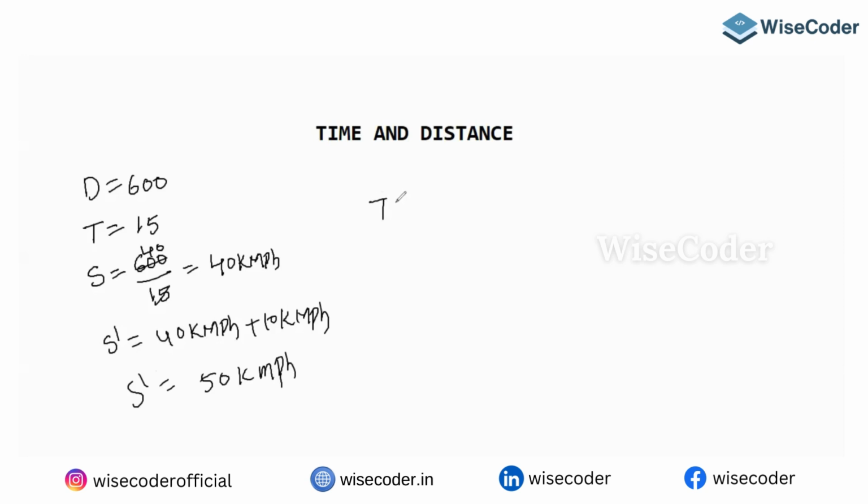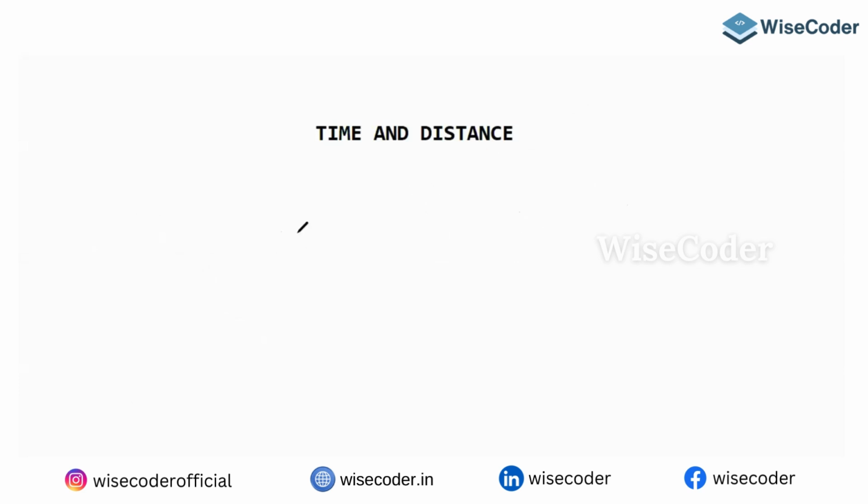So now I want the time. What is the time formula? Distance by speed. The distance is the same, 600, and you have to divide by 70. Then the answer for this particular question is 12 hours. I hope everybody is clear on this particular question. Okay, let's go to the next question. Please write down.